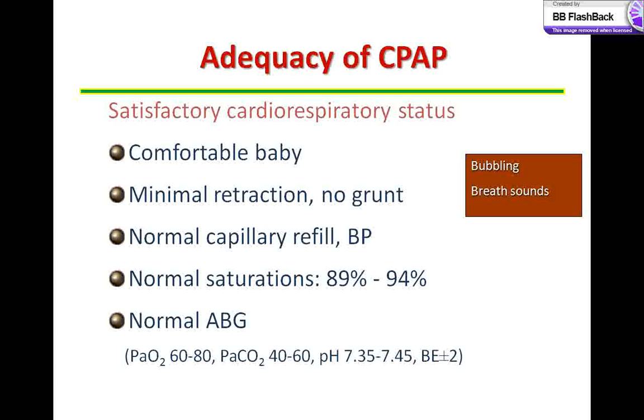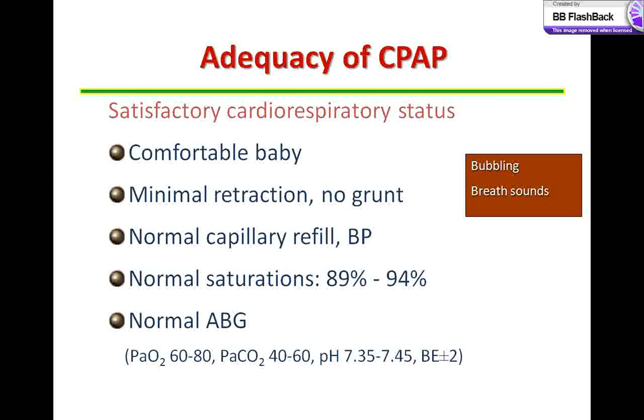Now, once a baby is on CPAP, we know that CPAP is adequate when the baby is comfortable, not fighting with the CPAP machine, when the retractions are minimal, when there is no grunting, when the capillary refill time is less than 3 seconds, blood pressures are maintained, the saturations are between 87 to 93%, and the blood gas is normal.